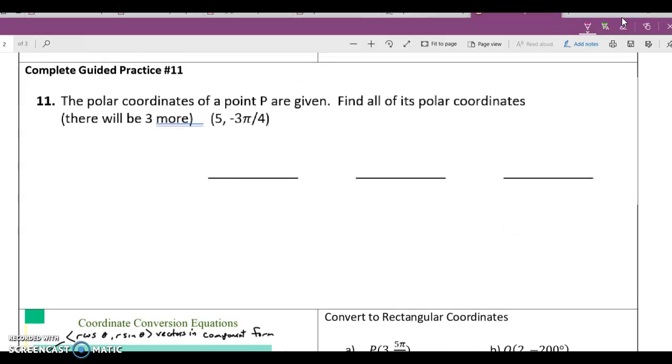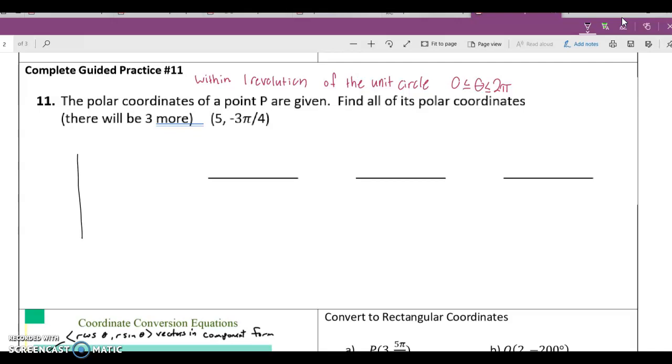So this one here is going to be talking about within 1 revolution of the unit circle. So this is saying that we are within theta values of 0 to 2 pi. So we have our point P that has a radius of 5 and a theta value of negative 3 pi over 4. So let's sketch this out real quick.